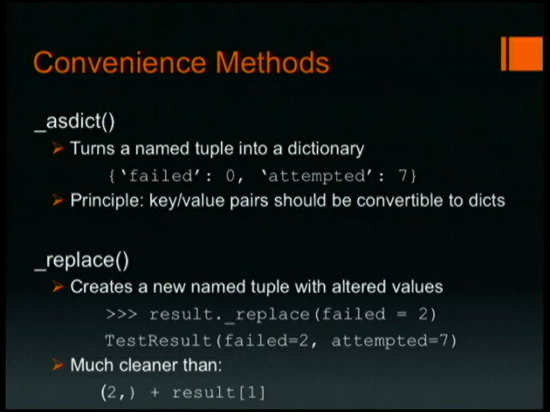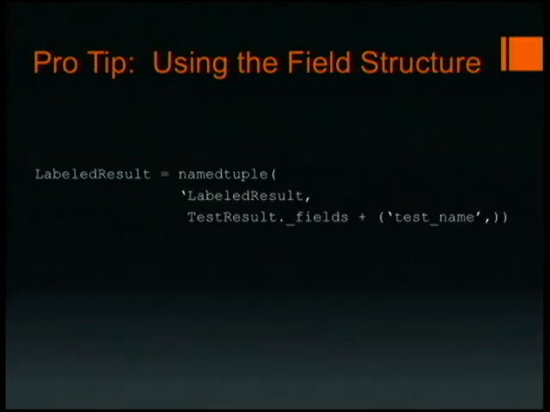All right, those are the basics. Who wants some pro tips? All right, you came for the good stuff. All right, using the fields structure. Do you remember that underscore fields attribute? It tells you the field names that are in the namedtuple. So you can use one namedtuple to define another one.